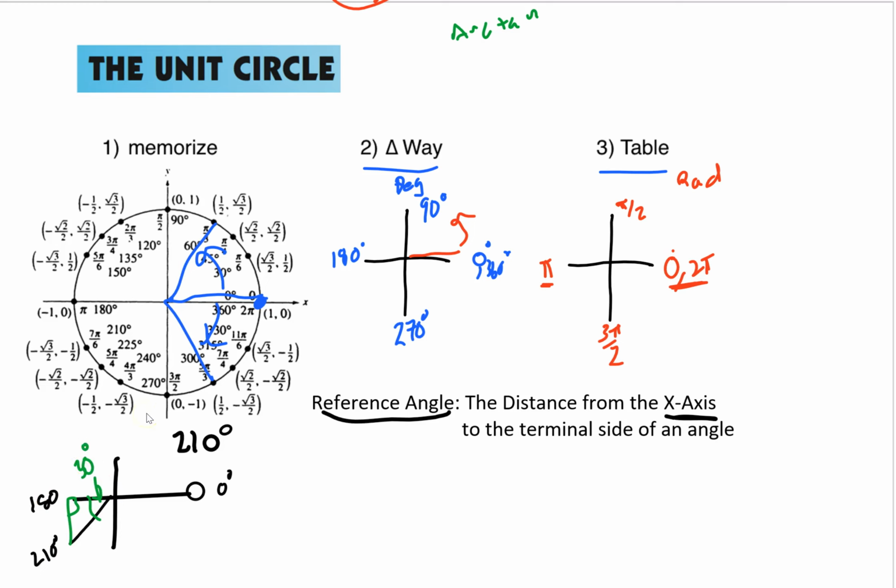Notice that it's not a negative value. It's just how far are you from the x-axis? That's always a positive value. So 30 degrees from the x-axis. That's what a reference angle is in degrees.